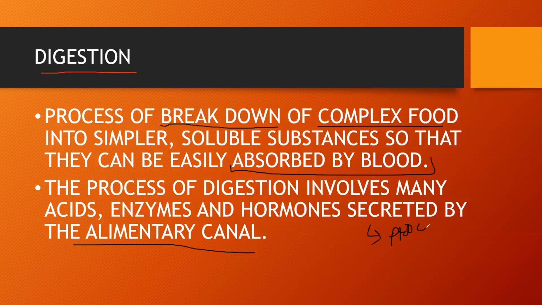And what is the alimentary canal? We will see in the next slide about the alimentary canal. But secrete means produced. So many hormones and many enzymes are produced by the alimentary canal, and they help in the process of digestion. So what are those enzymes, hormones and acids which break down complex food into simpler substances? We will read in the next slide. So the next slide is about the alimentary canal.